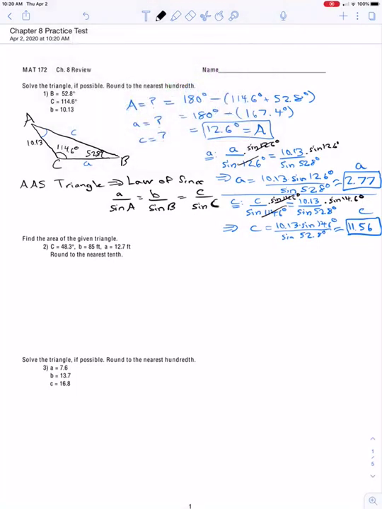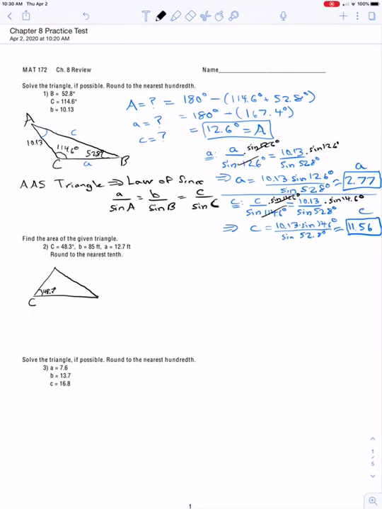And problem 2 wants us to find the area of the given triangle. They give us an angle and 2 sides: angle C, side B, and side A. Round your answers to the nearest tenth. So let's go get a picture of this triangle. We'll draw in this triangle ABC. So standard lettering, capital letters represent the angles.